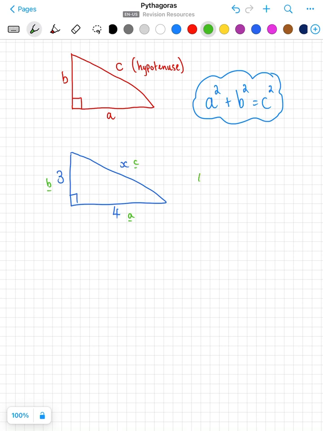So let's substitute in: 4 squared plus 3 squared equals c squared. 16 plus 9 equals c squared. 25 equals c squared. We just want to find c, so we need to square root to get a value of our c to be 5.